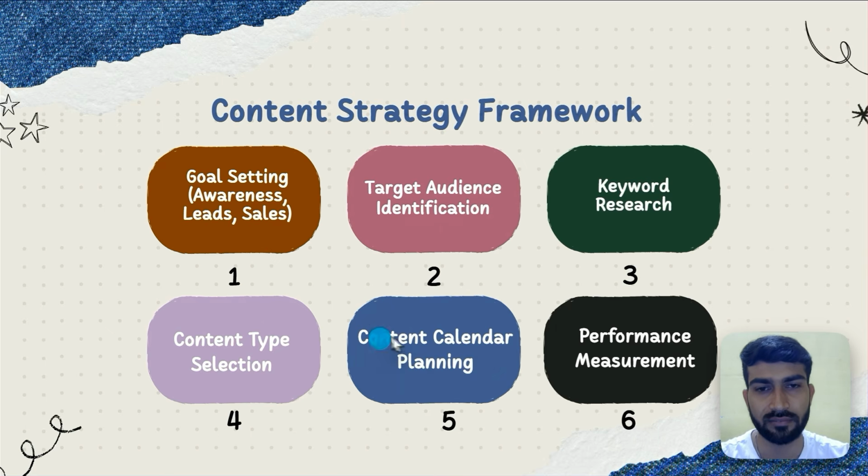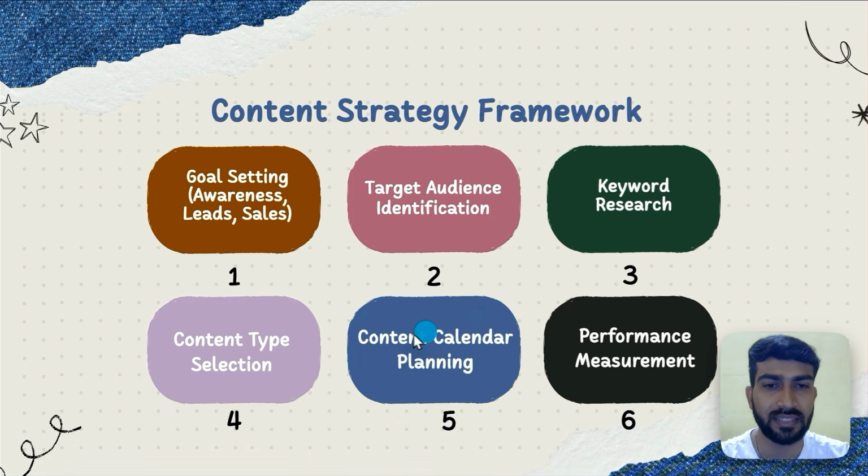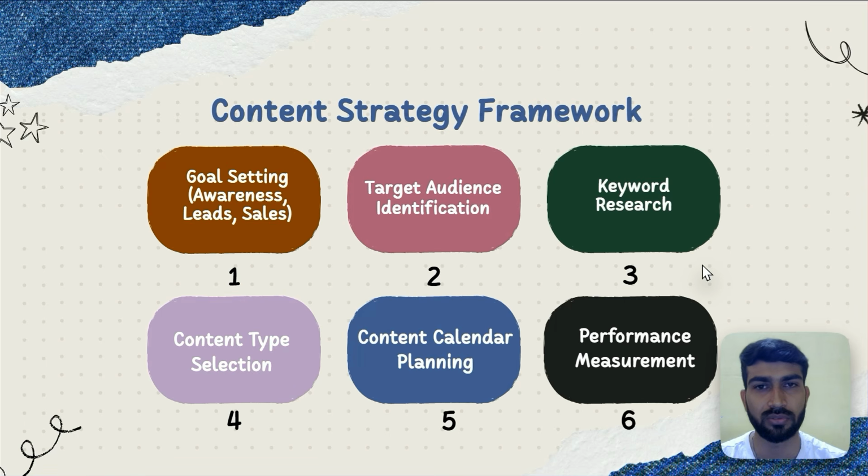In the fifth stage we do the content calendar, or we can say we are planning. And after running this campaign, we measure the performance. So this is the cycle. Again and again, every month we have to go through this, right? When you are working for any company, they will definitely ask you to do these things. And at the end we have to submit the report.